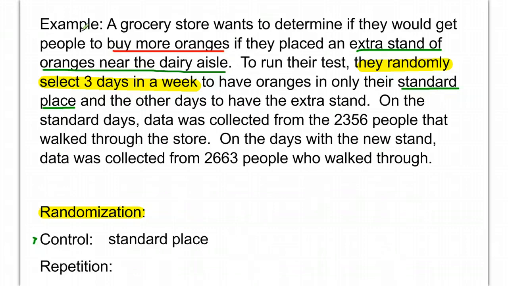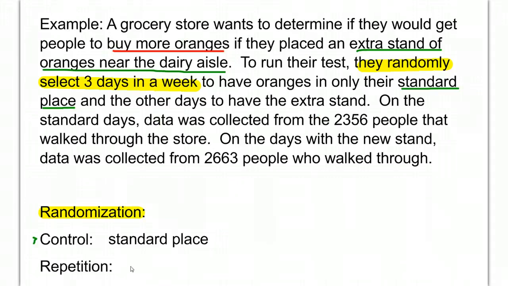And another form of randomization that isn't maybe quite as apparent is the idea that people could randomly show up at the grocery store on any given day, possibly multiple days. That's not a very strict form of randomization, and in fact probably not a great measure, but it does have at least a hint of randomization going on there. The key one is, though, that they are selecting 3 random days in the week to have the oranges in only the standard place, the other 4 days randomly being selected to have the new stand.